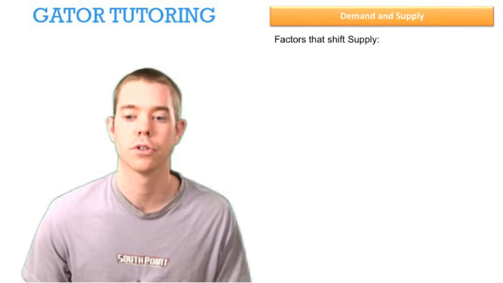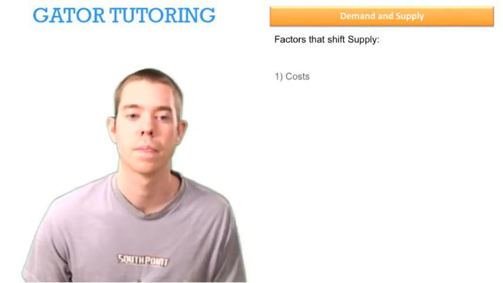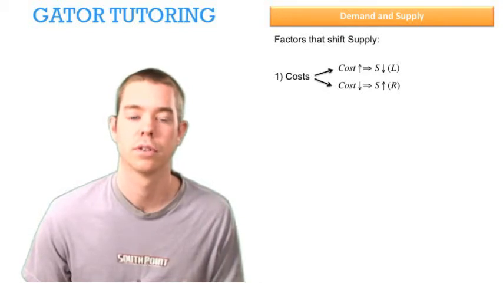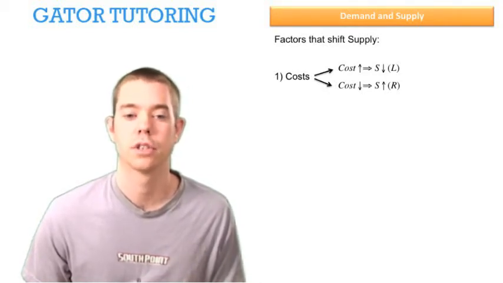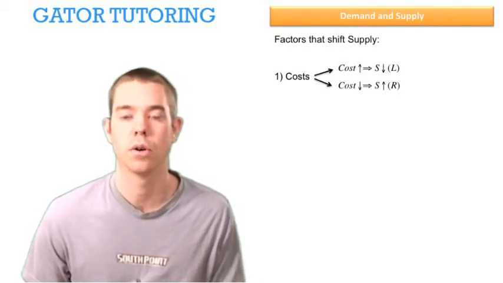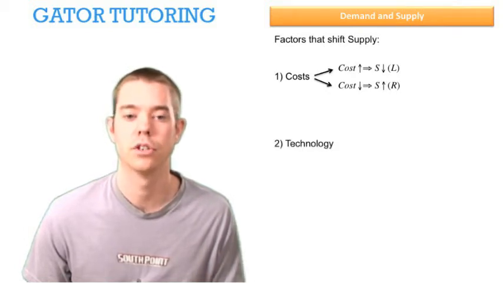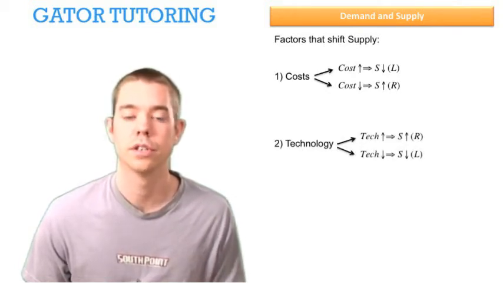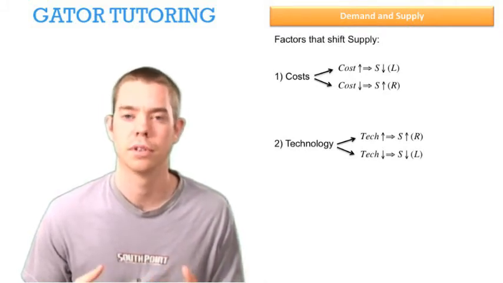So there's also some factors that shift supply. Cost. As your cost increase, your supply shifts left or down. As your cost decrease, your supply shifts right or up. Technology. As technology increases, supply shifts to the right. You can do things at a cheaper rate now, let's say.